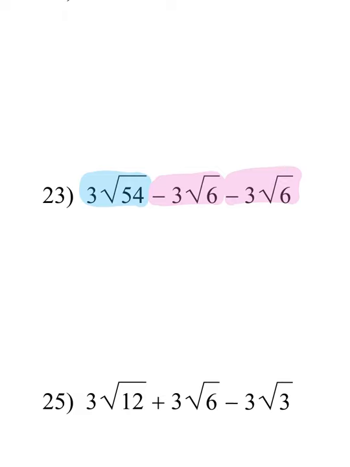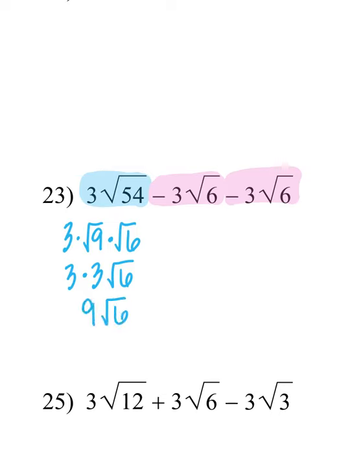So now I'm going to go back to my first term, 3 radical 54. I'm going to break 54 down. I know that 9 divides evenly into 54, and 9 is a perfect square. So I'm going to bring my 3 down. 3 times radical 9 times radical 6. I'm going to stick to this term. I'm going to follow it all the way through. So now I have 3 times the square root of 9 is 3 radical 6. Now I'm just going to multiply the two numbers on the outside, 9 radical 6.